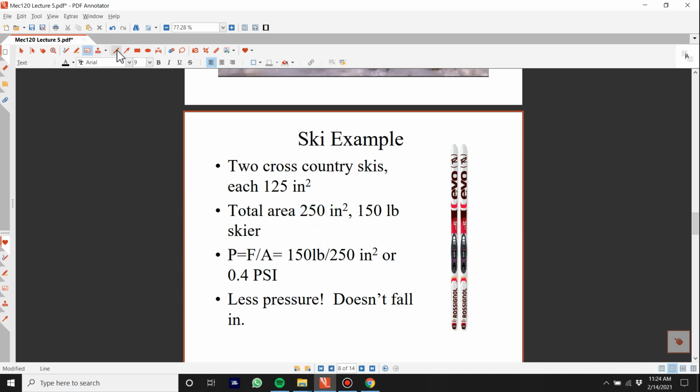So the total area of a pair of skis is 250 inch squared. Hold on a sec. How do I write with this bad boy? What we're going to do is P is F over A. 150 divided by 250 is going to give us 0.4 psi. So this is a lot less pressure than the breakthrough pressure, so he doesn't fall in.